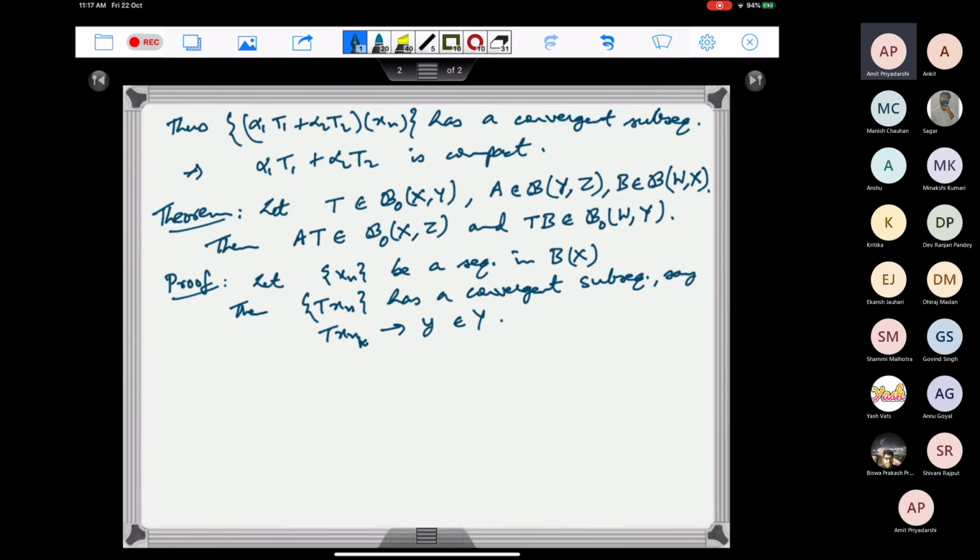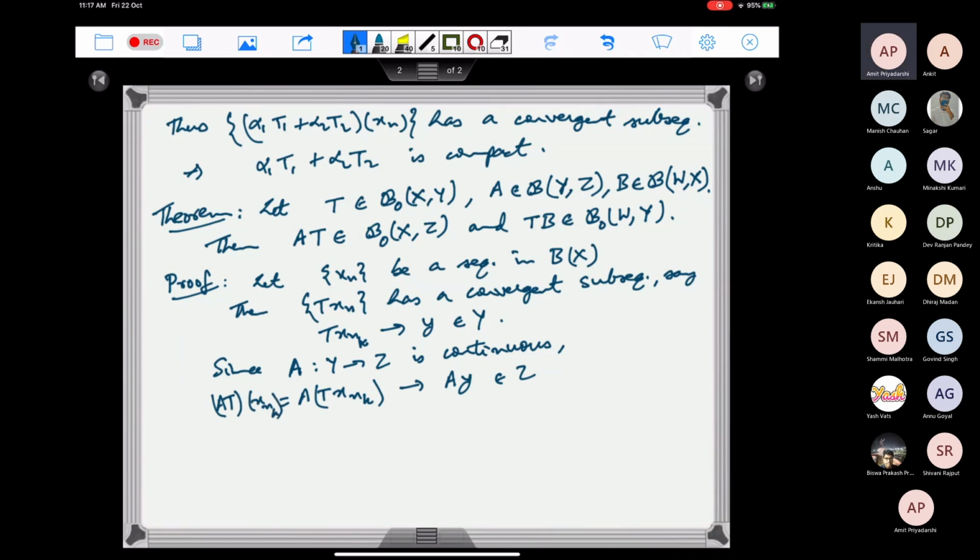So now, because A is a bounded linear operator from Y to Z, A from Y to Z is continuous. So what can we say about A of T x_nk? This will converge to A of y, and A of y is in Z. So this is AT of x_nk.